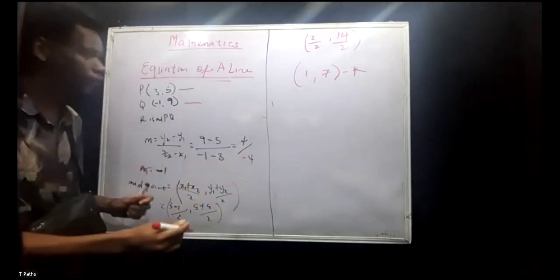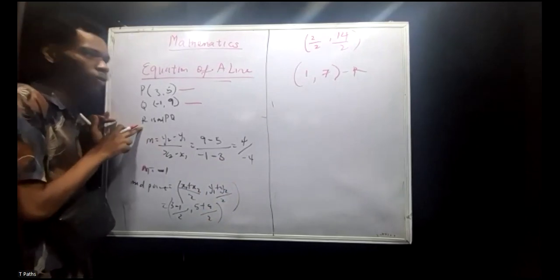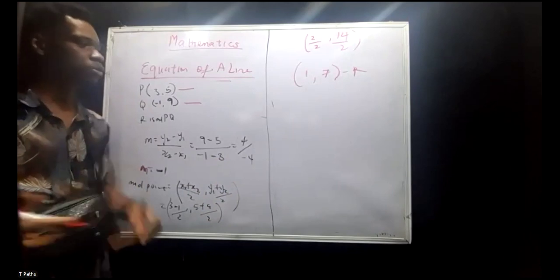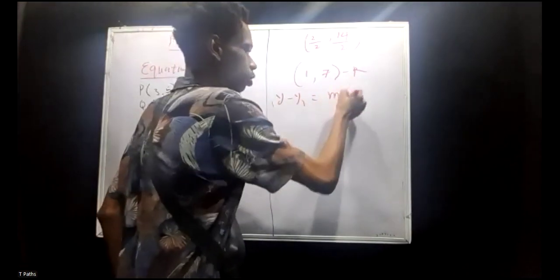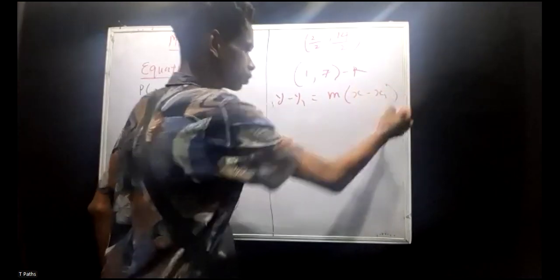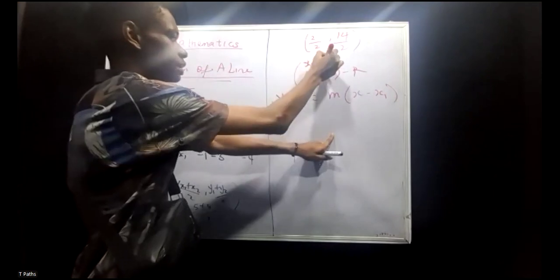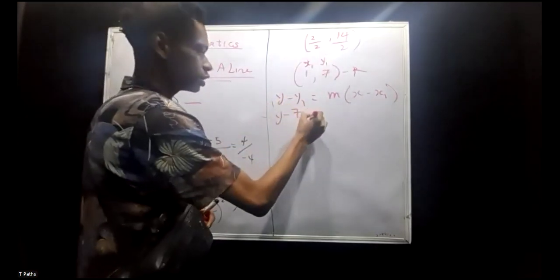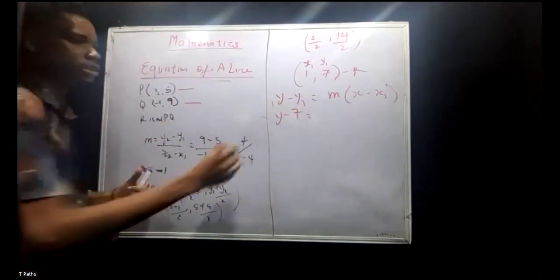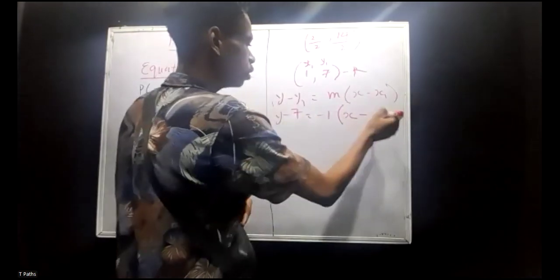So now for me to find the equation of the line passing through or which lies on points R, we have to use the 1-point form. So what is the 1-point form? Y minus y1 is equal to M open bracket x minus x1. Now this becomes x1 and this is y1. So now I'm going to do y minus, what is y1? 7 is equal to M is the gradient, which is -1, open bracket x minus the value of x1, which is 1.